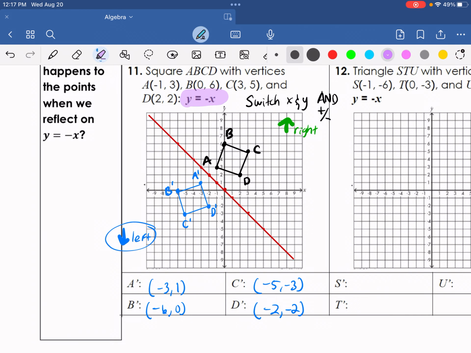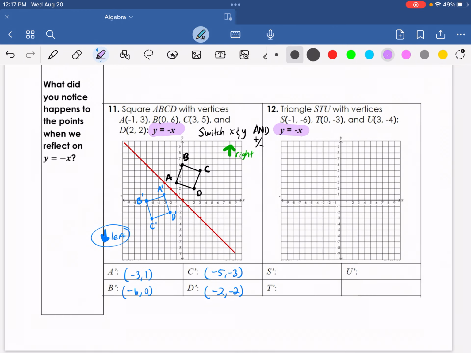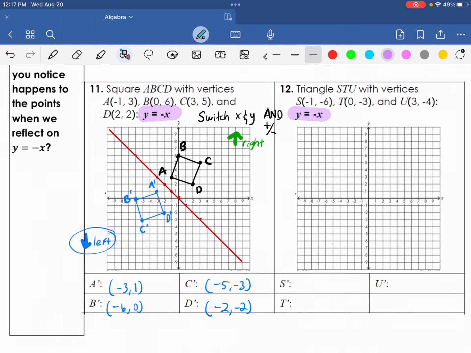So on the next example, the same pattern is going to happen. It does not work if this line moves up or down. So if you move this line, it's not going to work. It only works because it's at 0, 0, and the slope is -1.